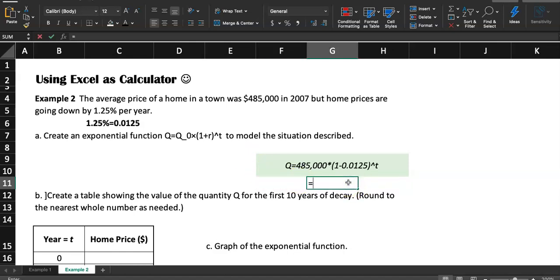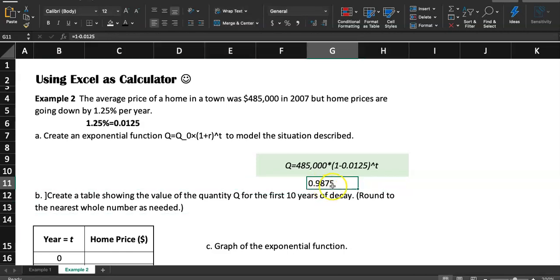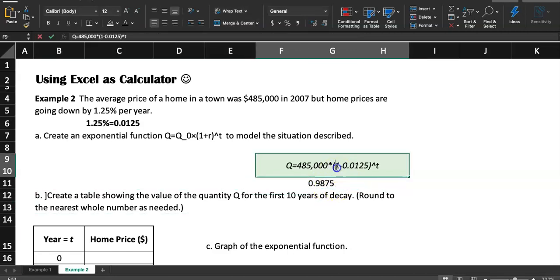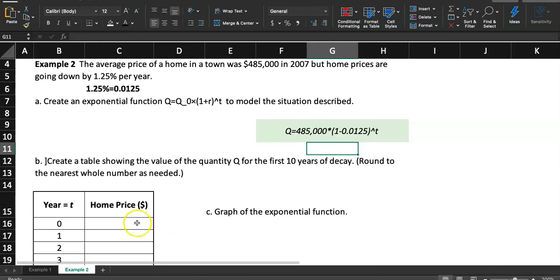So that's the equation that you're going to give them. And maybe sometimes you're going to have to actually evaluate what's inside that parenthesis. So if you do 1 minus 0.0125, they may ask you to type in that 0.9875 instead of this subtraction, but they are the same thing, right? Alrighty, I'm ready to go ahead and fill out this table. The first one, I will just use the year 0, but then after that, I'll just copy this down, okay?